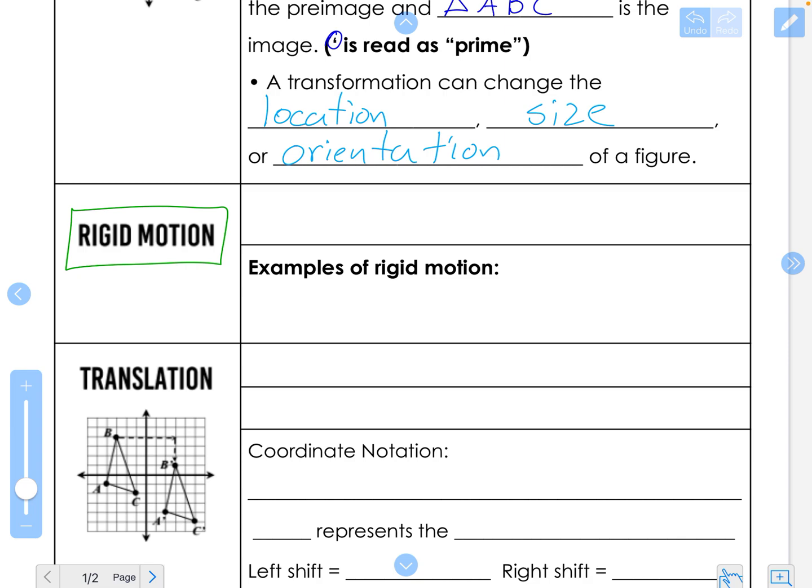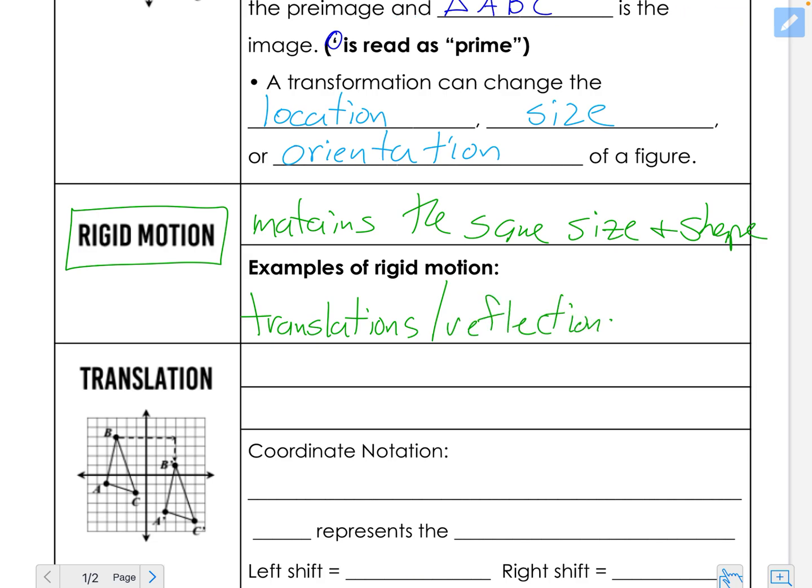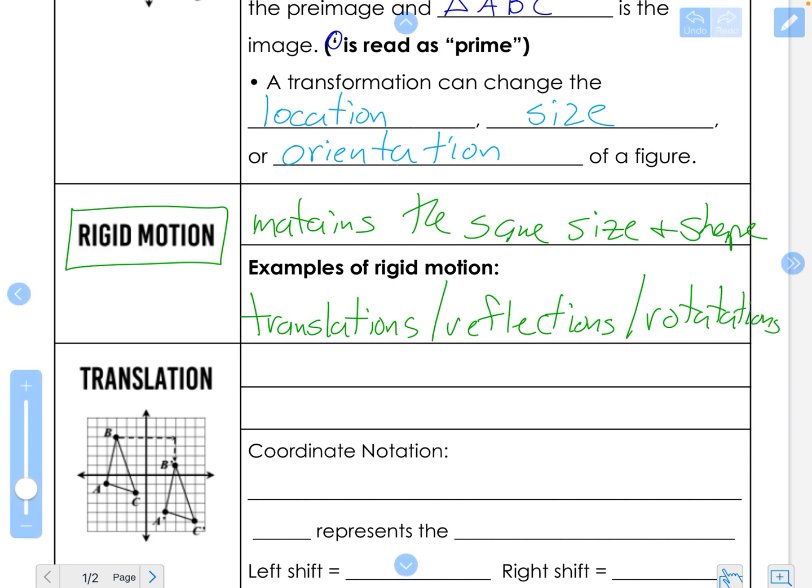A rigid motion is a motion that maintains the same size and shape. The first three transformations that we're going to look at are rigid motions, and those are our translations, which we're going to talk about today, our reflections, and our rotations. So the size will always be the exact same. It will have the same shape no matter what, but it's going to be in a different location, or it's going to be oriented differently on the coordinate plane.